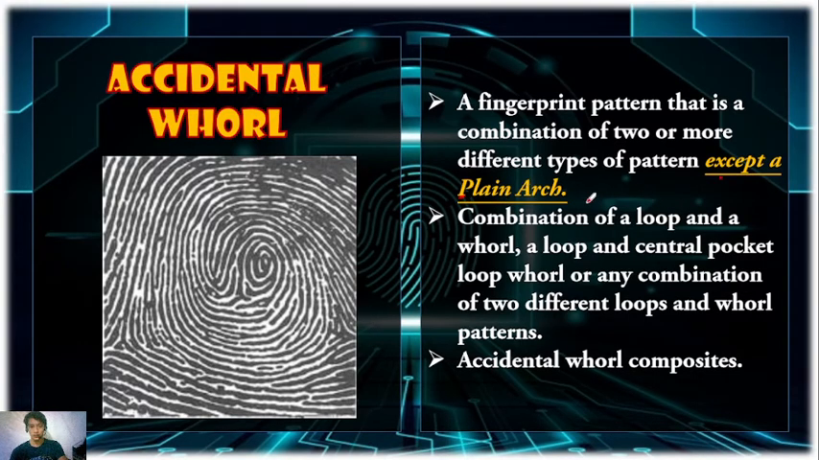Okay, so it's either a combination of whirl and a loop, okay, or tented arch, except plain arch only. Okay, so a combination of a loop or a whirl, a loop and a central pocket loop whirl, and any combination of two different loops and whirl patterns except plain arch, then those are considered as accidental whirl. Okay, and some authors, they call this pattern accidental whirl composites.